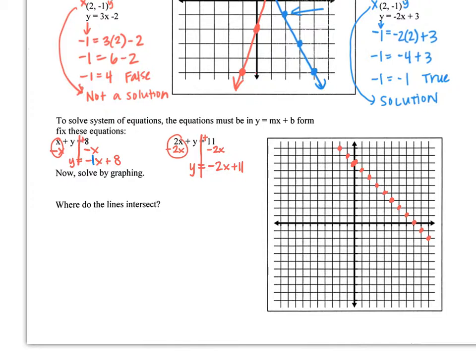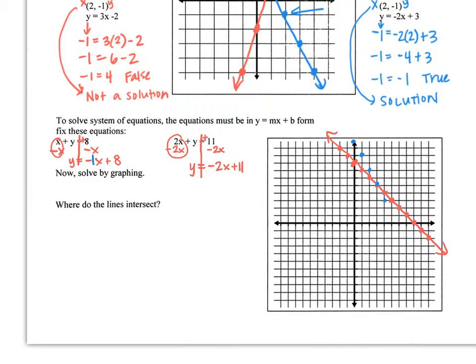Okay. And then the second equation, I start at positive 11. So 8, 9, 10, 11 is way, way up at the very, very top. Negative 2 for my slope means I'm going to go down 2 and right 1. Down 2. You know what? Let me use a different color here. Down 2, right 1, and down 2, right 1.